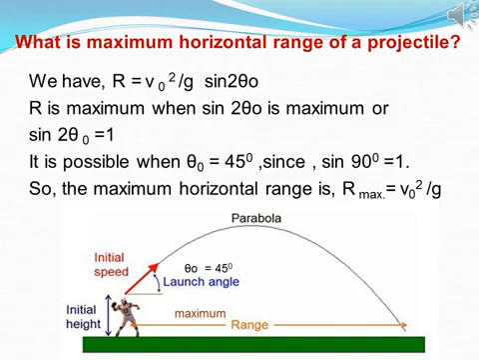There is one question you have to answer. What is the maximum horizontal range of a projectile? We have the expression for the horizontal range, R is equal to v0 square by g sin 2 theta 0. R should be maximum when sin 2 theta 0 is maximum. It is possible if theta 0 is equal to 45 degrees, as sin 90 degrees is equal to 1. So the maximum horizontal range R maximum is equal to v0 square by g. And it is possible when the angle of projection is equal to 45 degrees.